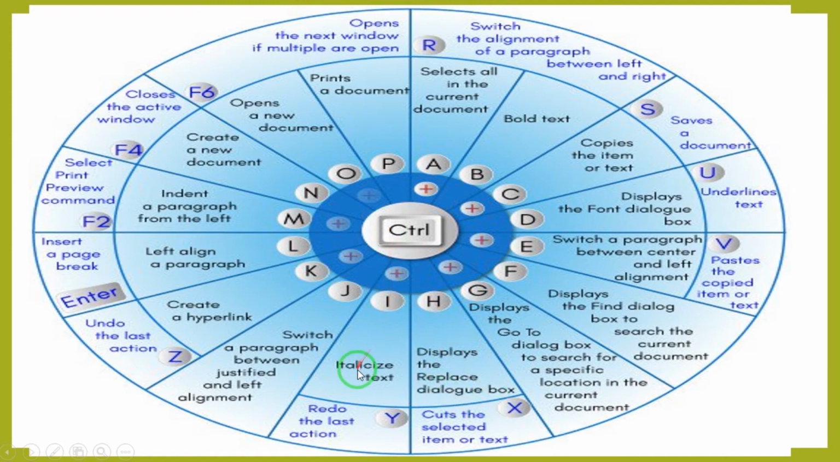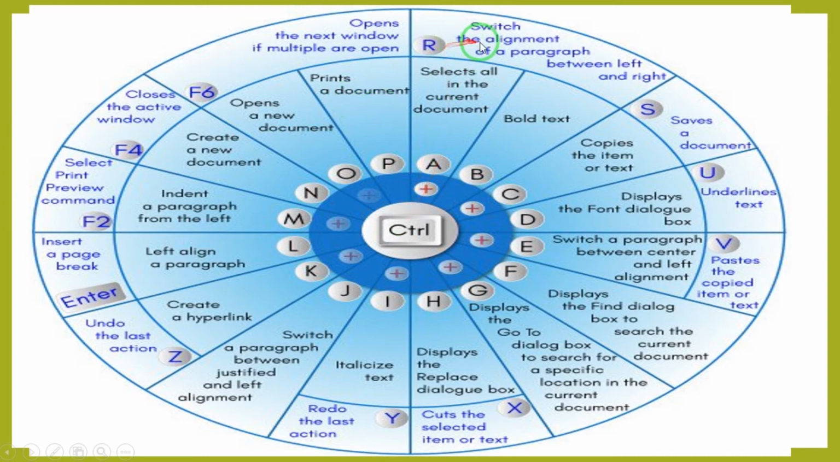Control I is to italicize the text. Control J is to justify the text. Control K is to create a hyperlink. Control L is to left align a paragraph. Control M is to indent a paragraph from the left. Control N is to create a new document. Control O opens a document. Control P prints a document.